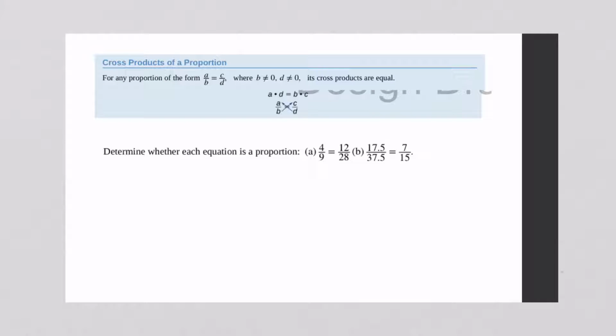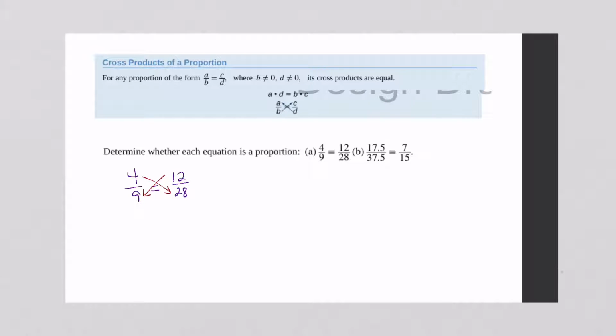Okay, this page says that in order to determine if an equation is a proportion, you simply cross-multiply and compare your cross products. So in part A, I've got 4 is to 9 as 12 is to 28, and we want to know if those are equal to each other. There are several ways to do this, but one of the ways that I really want you to get used to is looking at the cross product.